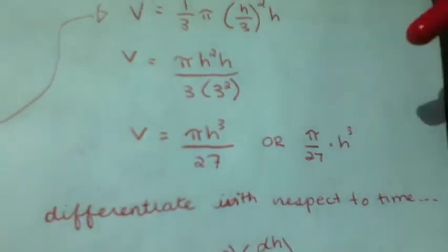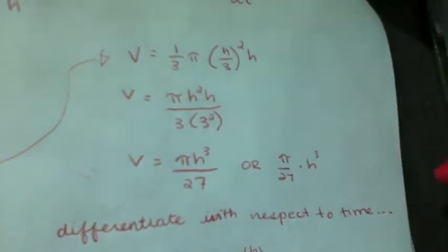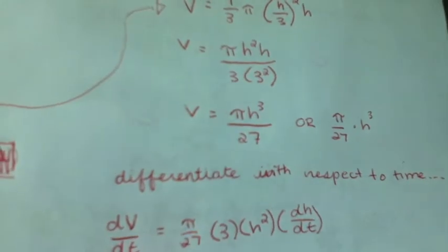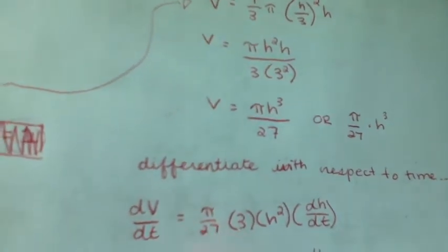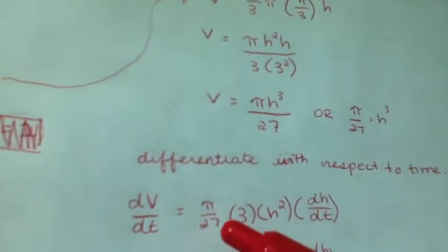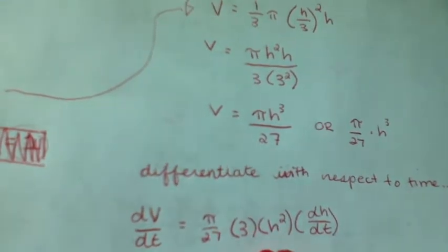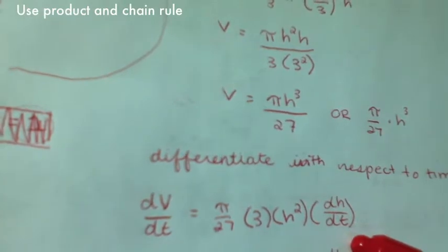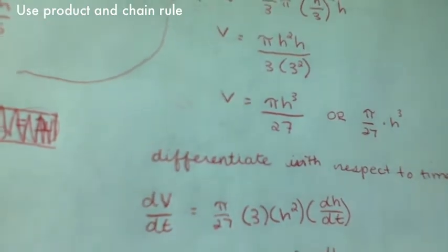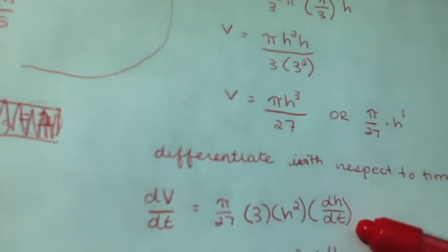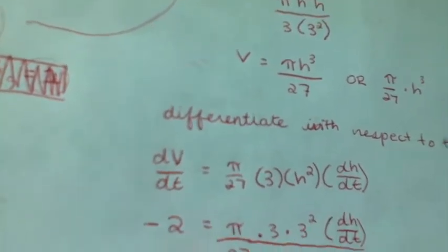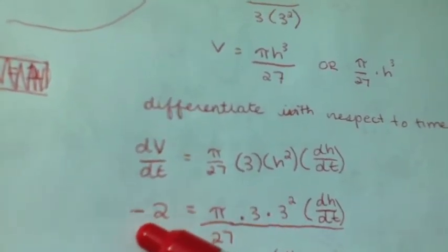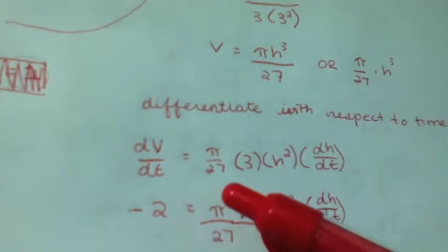So now, to differentiate that equation with respect to time, you have dV over dt equals pi over 27, because it's constant, times 3, which is the 3 from the h, times h squared, times dh over dt, which you really need to include, and that is also what we're solving for. So we know that dV over dt equals -2, so we plug that in.